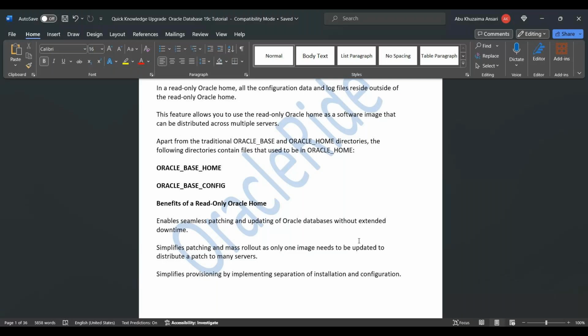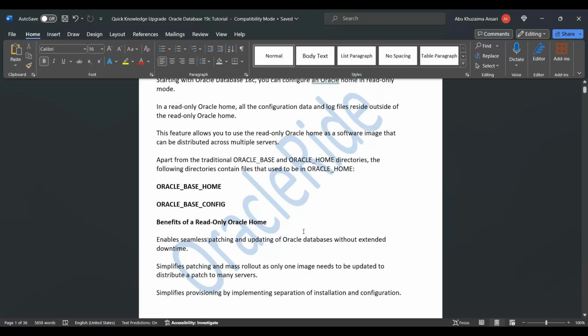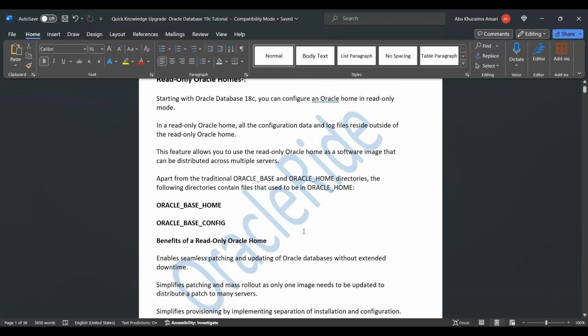So suppose you want to copy the Oracle software image to multiple servers, then you can use this read-only home. Actually, it is the best way, where you can clone only the software image, not the database cloning. Okay, so that is the good practice.